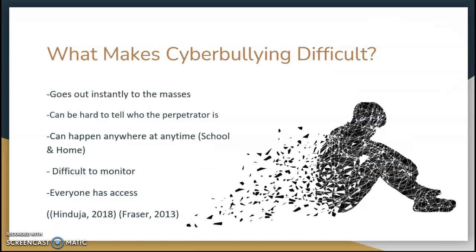What makes cyberbullying difficult? It goes out instantly to the masses. It can be hard to tell who the perpetrator is. It can happen anywhere at any time, school and home. It's difficult to monitor, and everyone has access to technology in the world today.